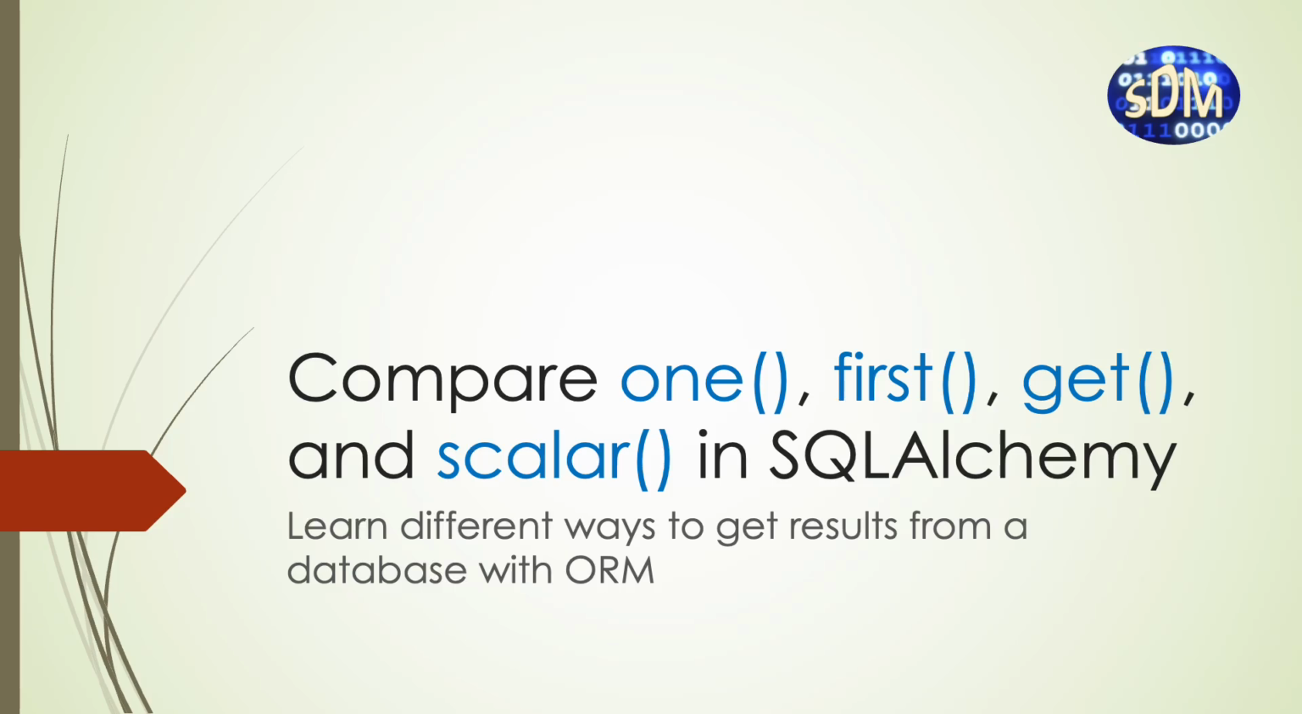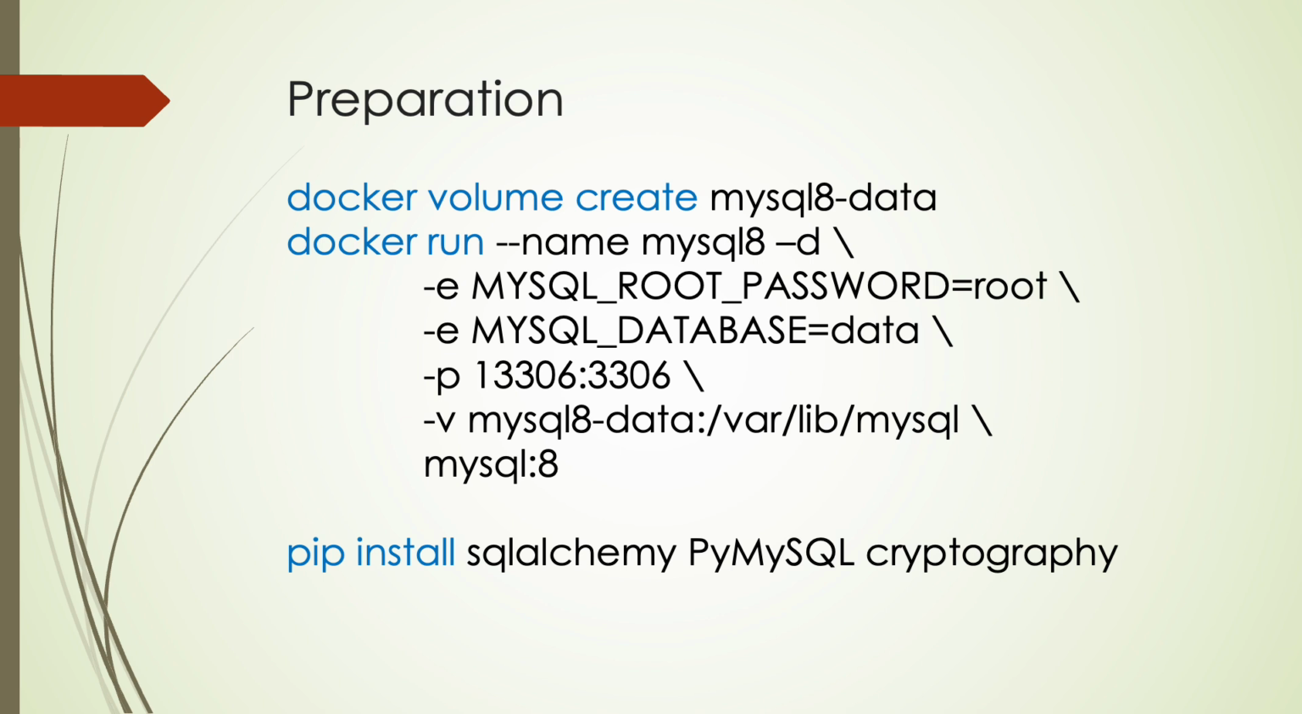In this video, we will compare different ways to get results from a database using ORM. We will learn the respective scenarios for using each method listed here, so we can choose the suitable ones for specific use cases. These methods provide flexibility based on the type of data expected, allowing for error handling, performance optimization, or specific query patterns. All the code examples given in this video can be run as they are if the environment is set up as demonstrated.